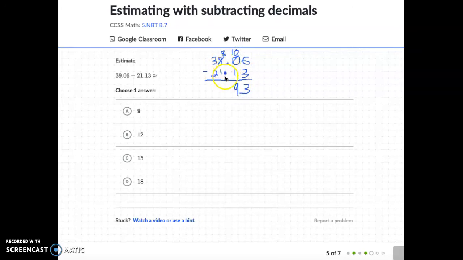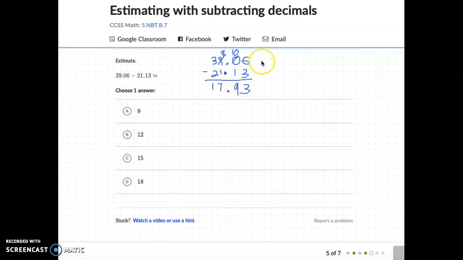Then these two decimals need to be lined up. So we're going to line them up here at the decimal. 8 minus 1 is 7. 3 minus 2 is 1. And our actual answer is 17.93.